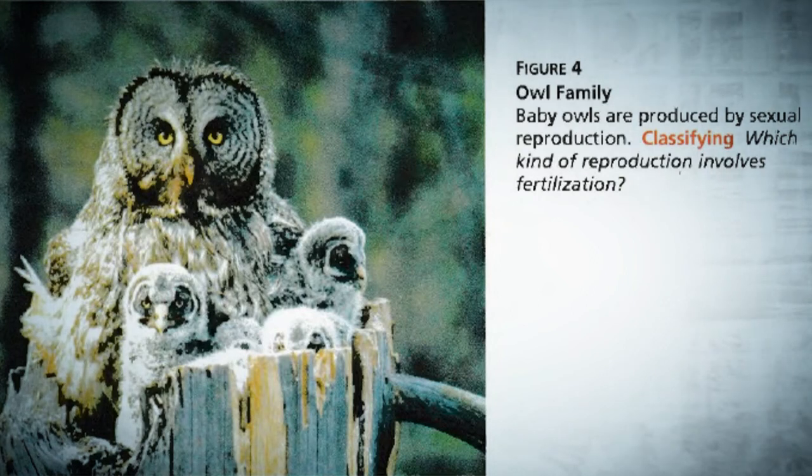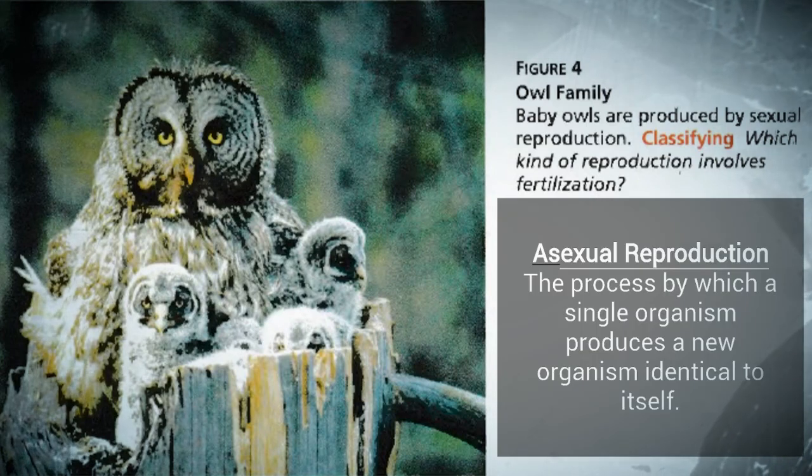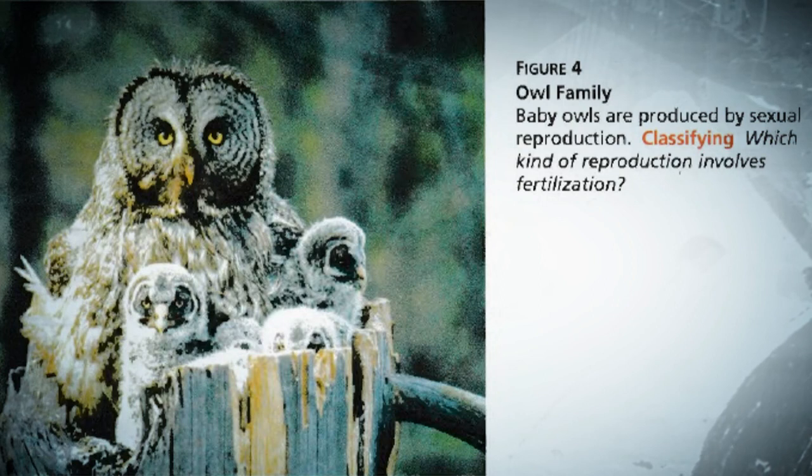Some animals can reproduce asexually as well as sexually. Now, asexual reproduction is the process by which a single organism produces a new organism identical to itself. For example, animals called sea anemones sometimes split down the middle, producing two identical organisms.